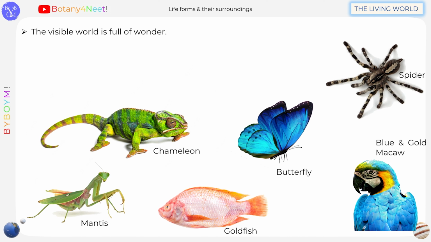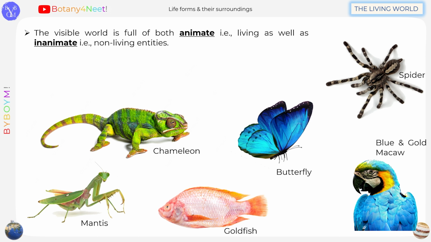So you can see in front of your screen that there is a very colorful world around you. The visible world is full of wonder. You can see a mantis, chameleon, goldfish, butterfly, spider, and a blue and gold macaw. This is evidence that the living world is full of colors, full of different varieties of organisms. The visible world is full of both animate, that is the living, as well as the inanimate, that is the non-living entities.